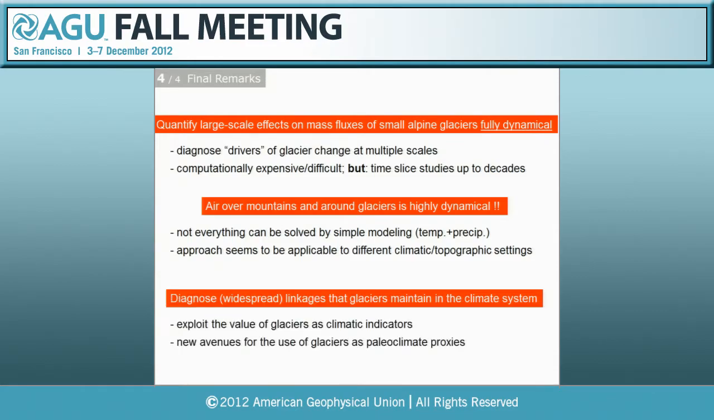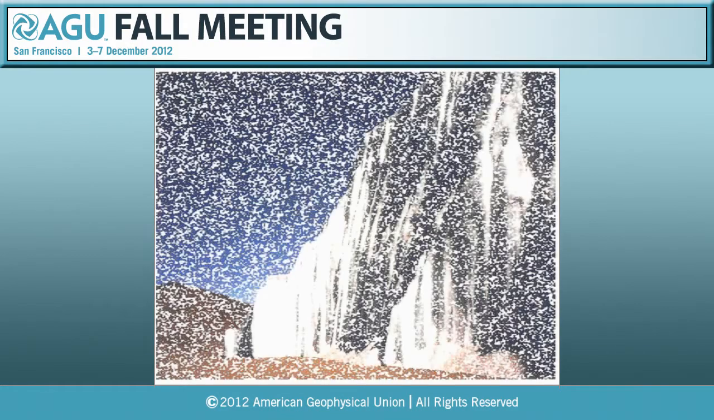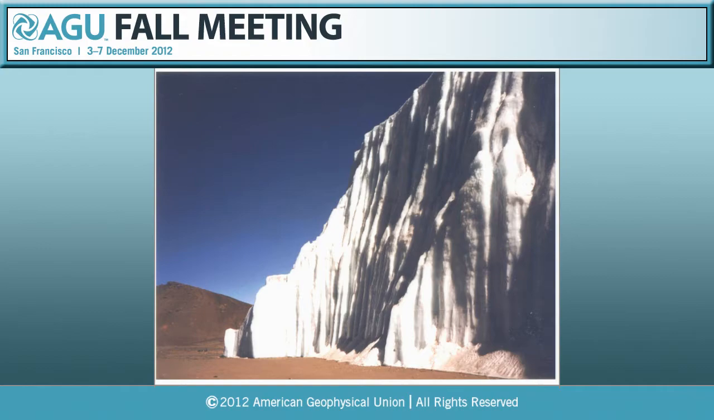And finally, it also allows us to diagnose the widespread linkages that glaciers maintain in the climate system. And this helps to exploit the value of glaciers as climatic indicators and potentially opens new avenues for the use of glaciers as paleoclimate proxies. So in this context, the size of a mountain glacier doesn't matter at all. And this implies that even small ice fields can sometimes be of great value to climate research. Thank you.